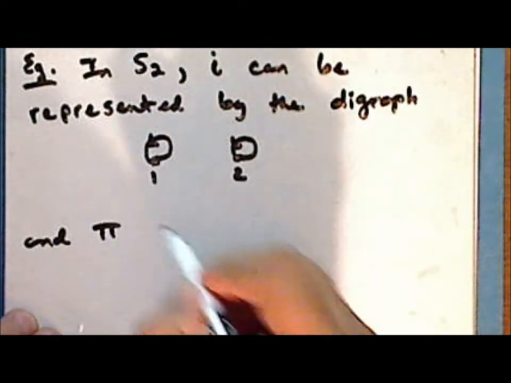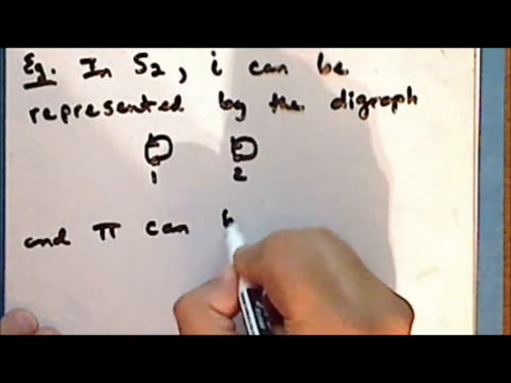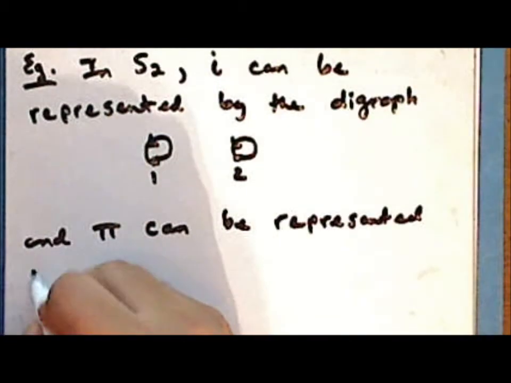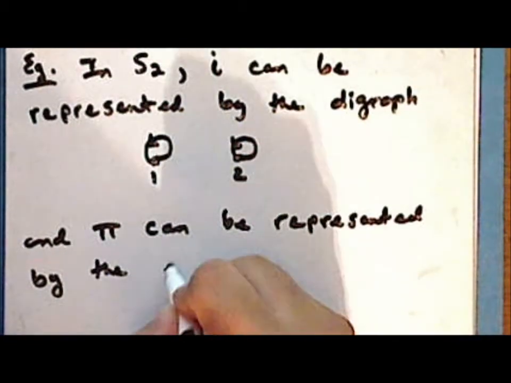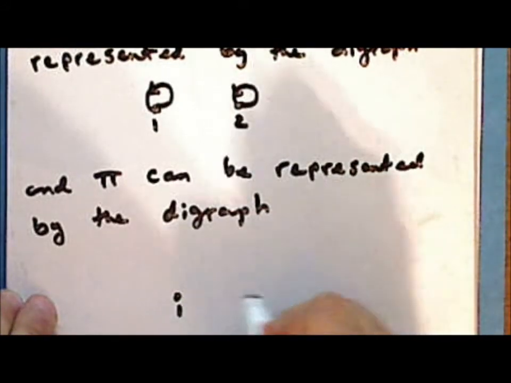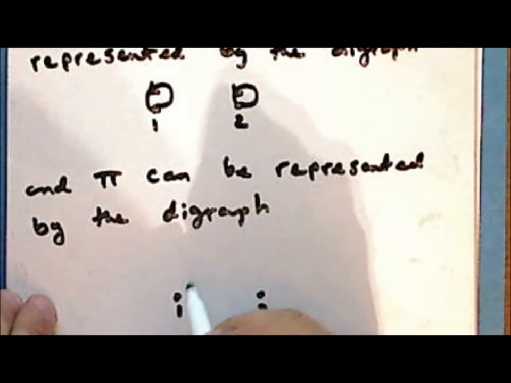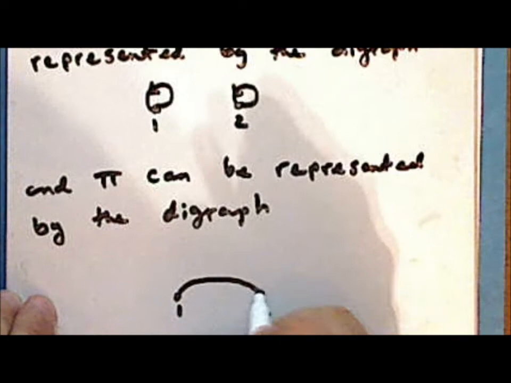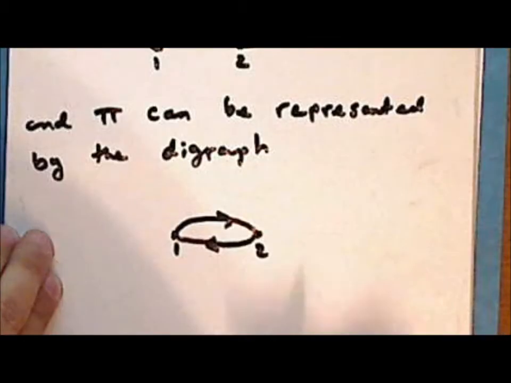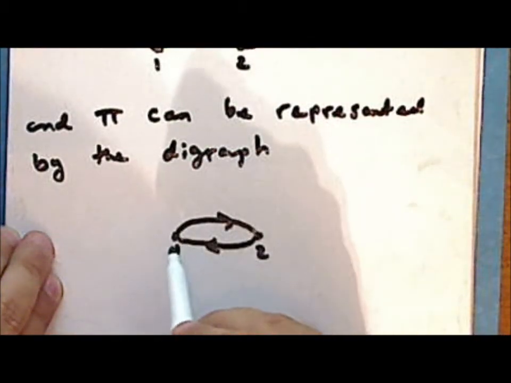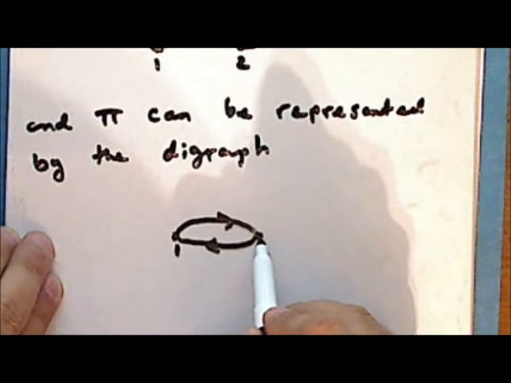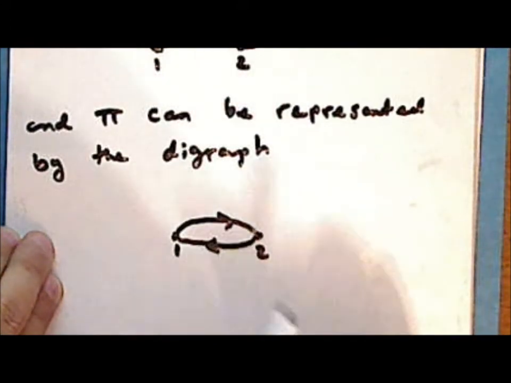And the permutation pi can be represented by the digraph where the element 1 is mapped onto the element 2, and the element 2 is mapped onto the element 1. We call this a cycle. Notice that we begin at the node or vertex 1, and then arrive back at the vertex 1.